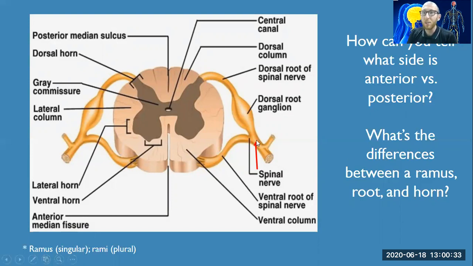Now the spinal nerve we know is a 2-way street, but the dorsal root is a 1-way street, as well as the other ventral root on the front. So figure out which side is anterior and posterior based on just this picture, if you didn't have any labels, and then the difference between a ramus, a root, and a horn.